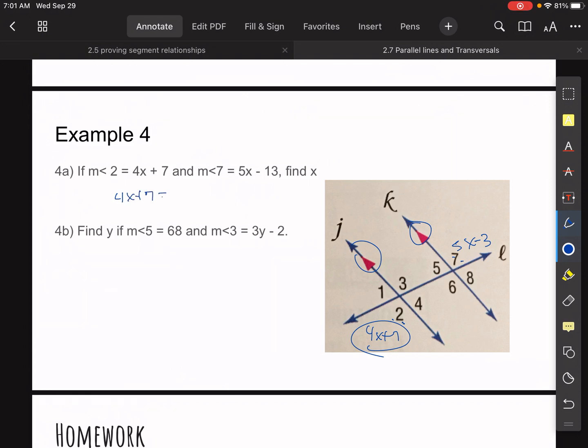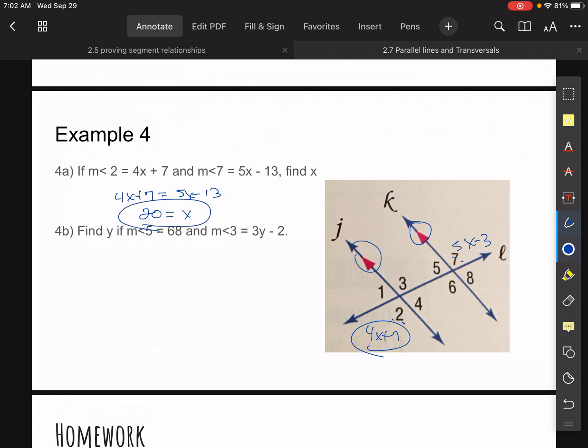4x plus 7 equals 5x minus 13. Then I'm going to solve for x. Moving some things around here, we get x is equal to negative 13 plus 13, we get 20. And that's all they wanted. They just wanted to solve for x.